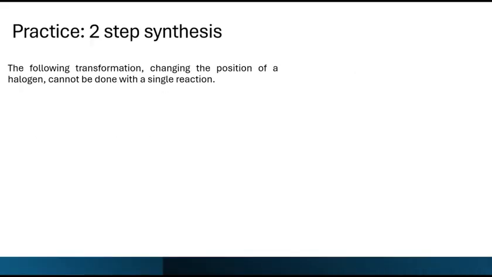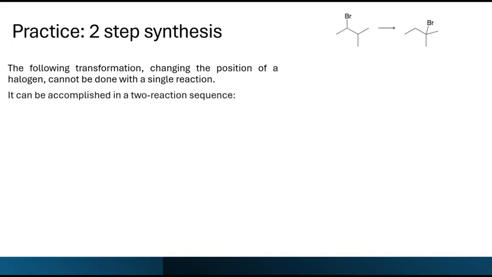Let's do another one. Let's practice with a two-step synthesis. The following transformation, changing the position of the halogen, cannot be done with a single reaction. It can be accomplished in a two-step reaction sequence. For example, we can take the haloalkane, have it undergo elimination to form an alkene. The alkene can then undergo addition to form the more substituted haloalkane.